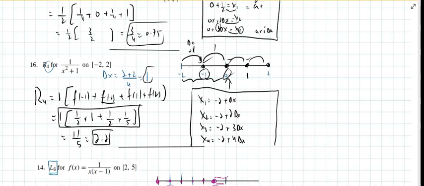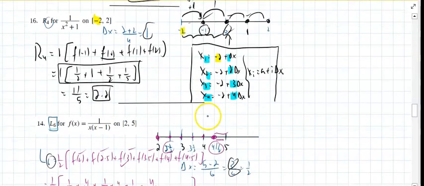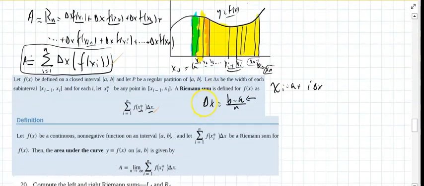In general, wouldn't you say x sub i is a plus i times delta x? Because if this is 1, that's 1. If this is 2, that's 2, 3. And that's how it works. Assuming you take the starting point, that's how you find all of these points. So that's what we're talking about here: x sub i is a plus i delta x. If you start at 0, that's 0. If not, then there it is.